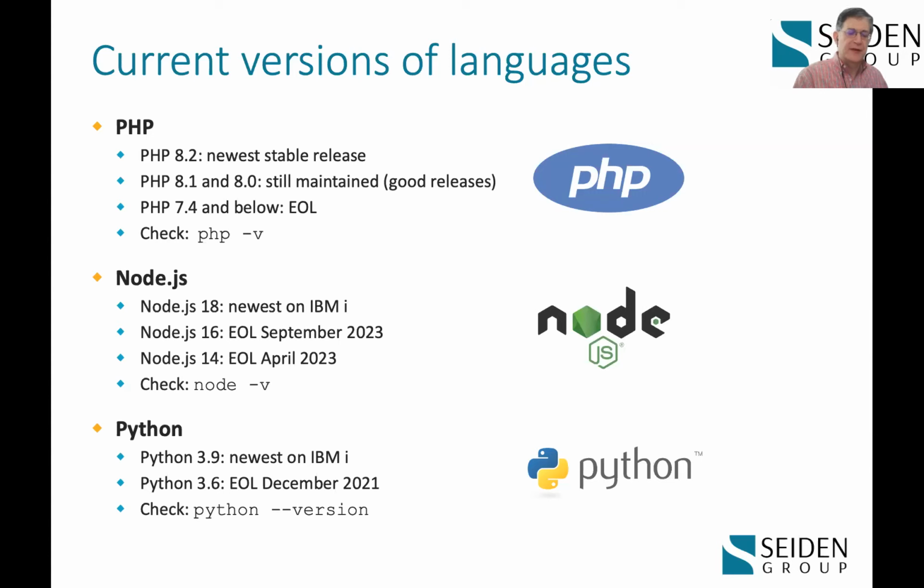And then Python 3.9 is the newest. 3.6 already went end of life. Python has a nice long lifespan. You get like 5 years on these things. So anyway, python --version is how you find out the release. So if you're on 3.9 on IBM i, you're in good shape.